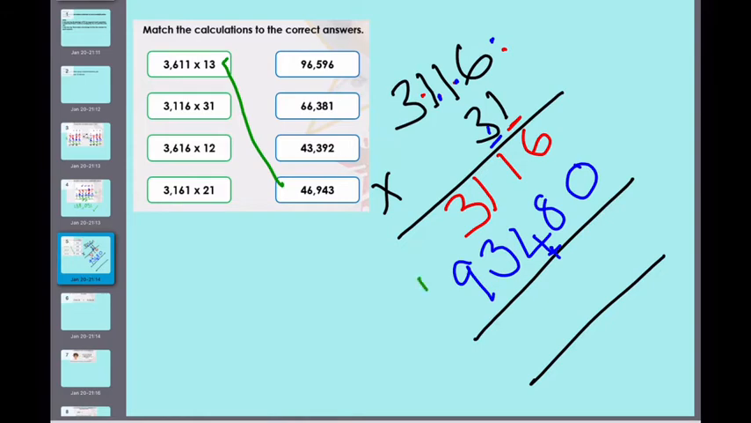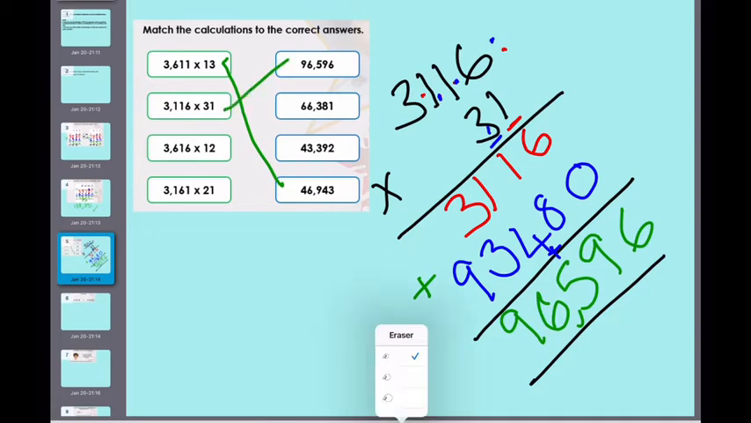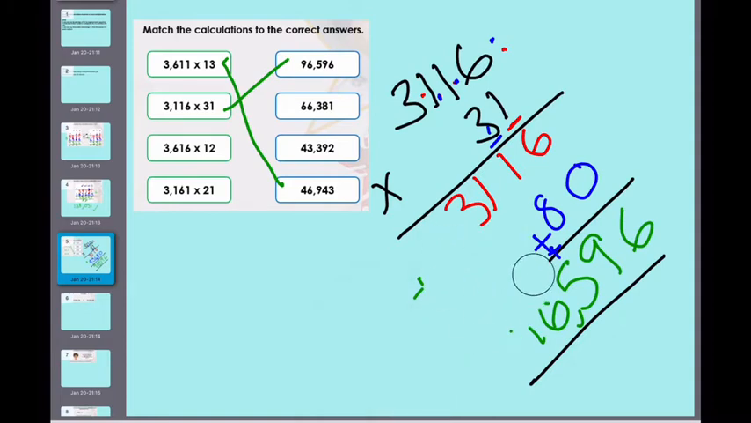Then I need to add them together. 6 add 0 is 6, 1 add 8 is 9, 1 add 4 is 5, 3 add 3 is 6, and 9 add nothing is 9. So I've got this time 96,596, which is at the top there. Okay, oops. Next one.